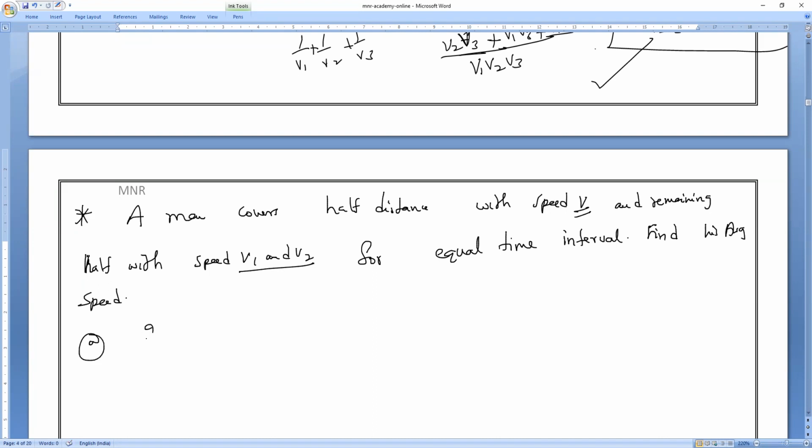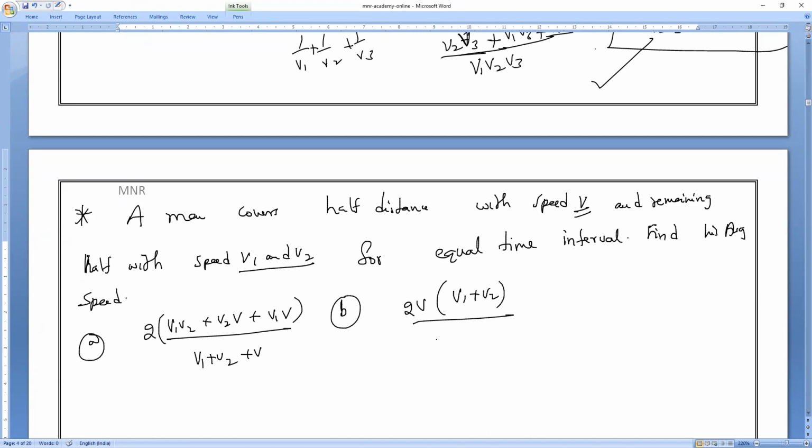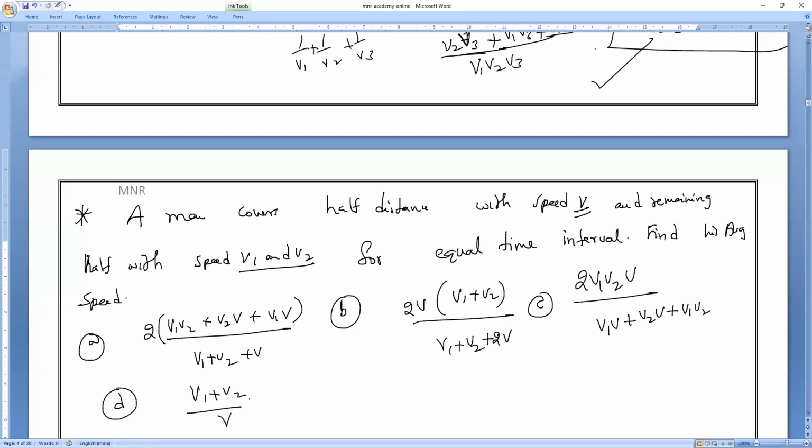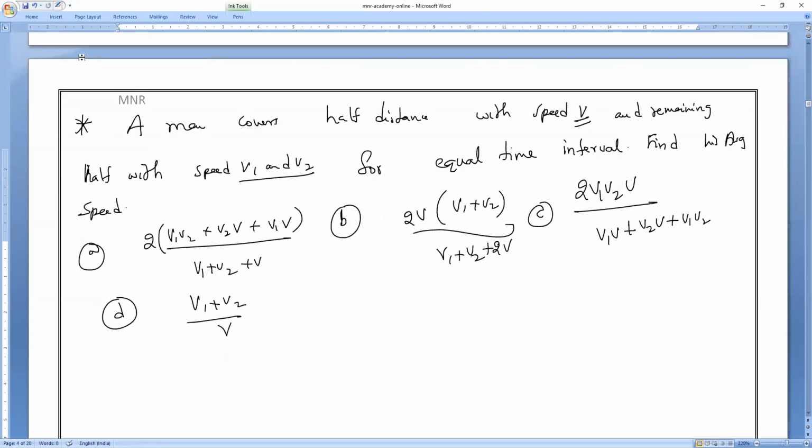Option A: 2v1v2 plus v2v plus v1v divided by v1 plus v2 plus v. Option B: 2v into v1 plus v2 divided by v1 plus v2 plus 2v. Option C: 2v1v2v divided by v1v plus v2v plus v1v2. Option D: v1 plus v2 divided by v. Those are the options. Now, understanding the question is very important.